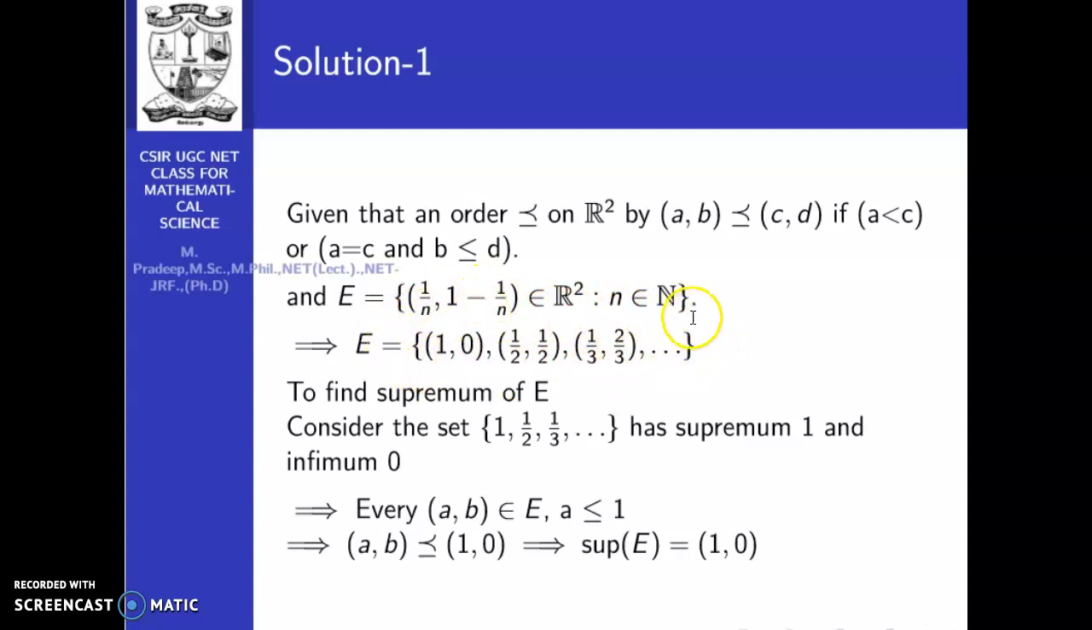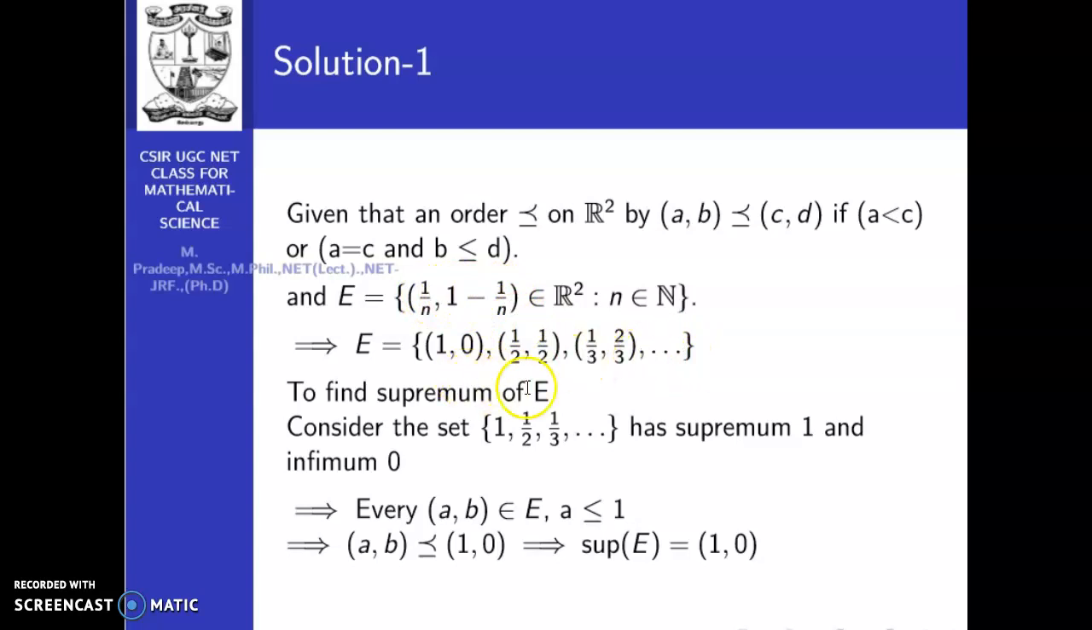This is the actual subset. The actual subset is E equal to (1, 0), (1/2, 1/2), (1/3, 2/3), and then when you take n equal to 4, we get (1/4, 1 - 1/4), that is (1/4, 3/4). Okay, so (1/4, 3/4).